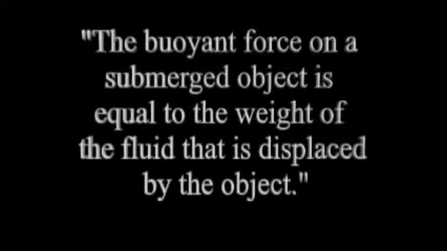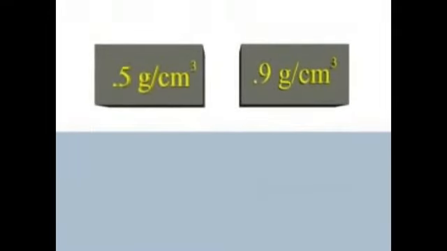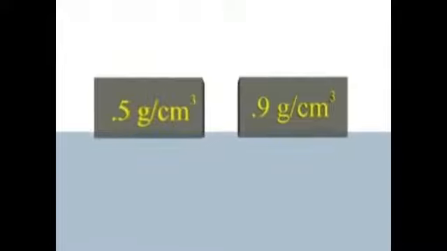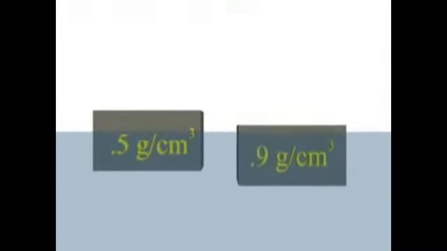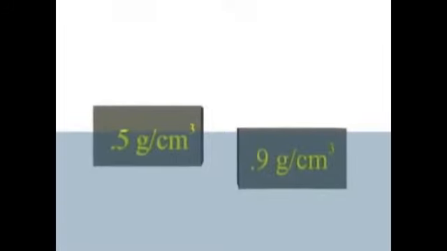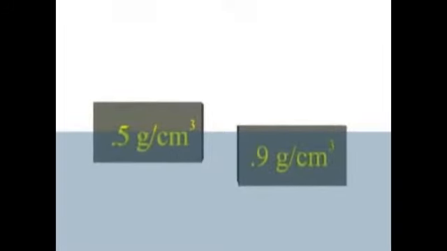This principle states, the buoyant force on a submerged object is equal to the weight of the fluid that is displaced by the object. This means that the denser a floating object is, the more water it will displace. An object with a density of 0.5 grams per cubic centimeter will float only partly submerged, while an object with a density of 0.9 grams per cubic centimeter will float almost completely submerged.